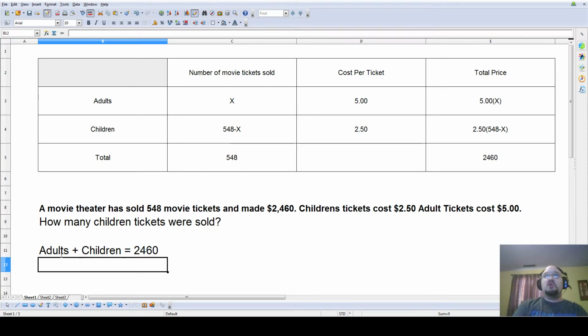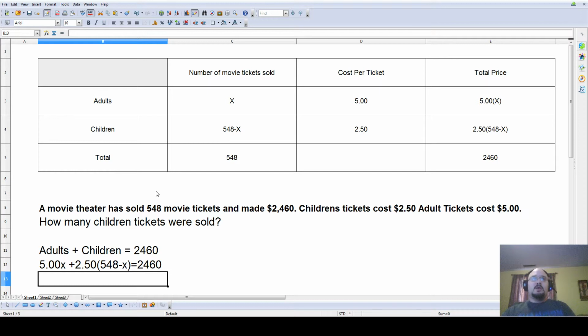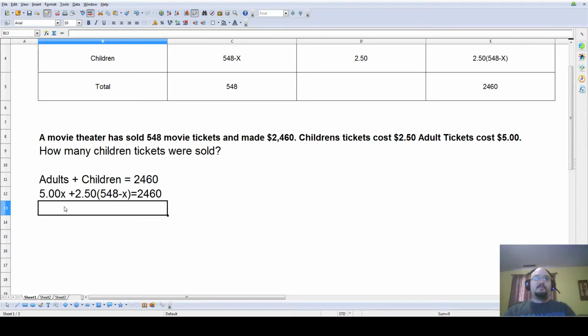But we know what the adult price is, so we can substitute that in. So it is $5 x plus the children's price of $2.50 times 548 minus x equals this grand total of $2,460. Great. So we have our formula now, and we're going to solve for x. So let's do that.